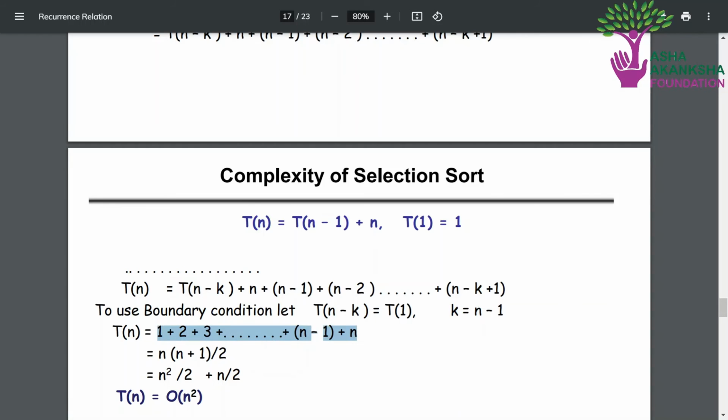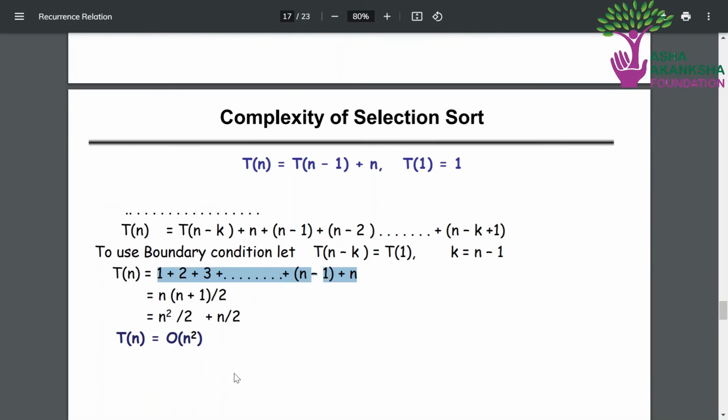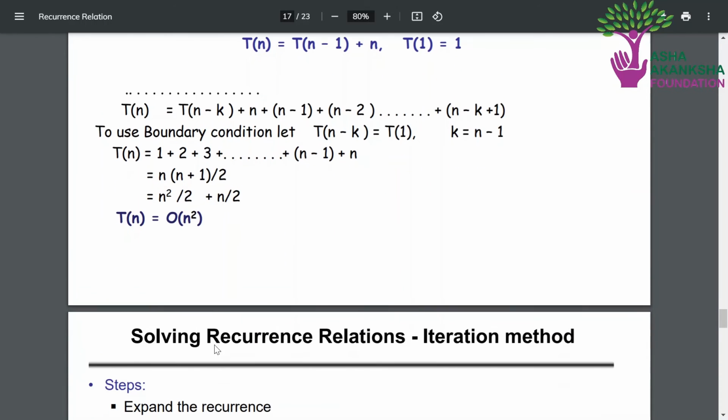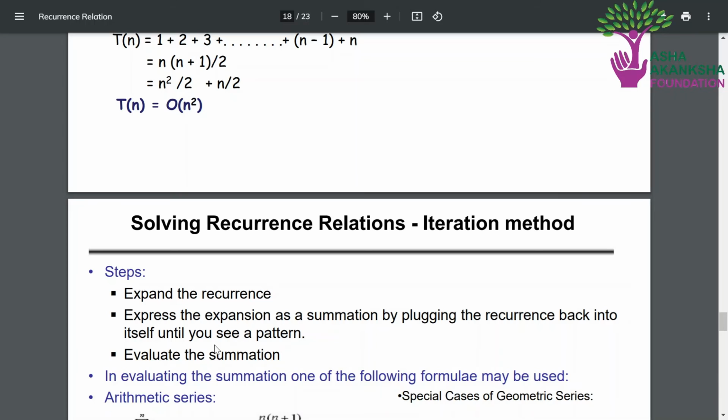We'll simply put the formula and get the sum of this AP, which is equal to n into n plus 1 by 2, or you can say n square by 2 plus n by 2, and this is nothing but big O of n square, which is a simple big O notation. So we will now see how to solve the recurrence relation in the iteration method.